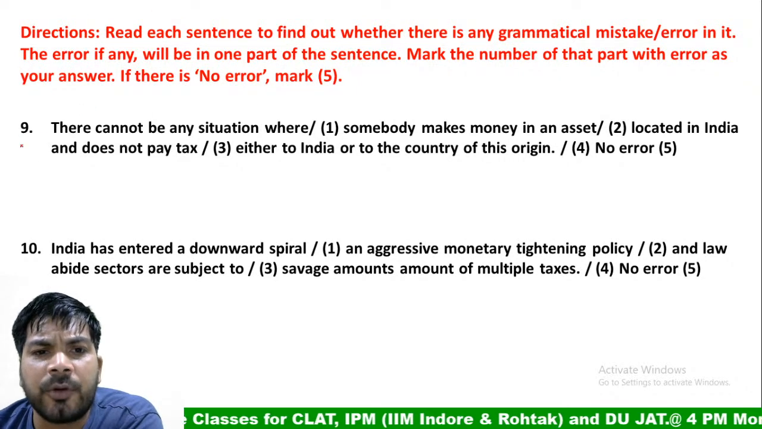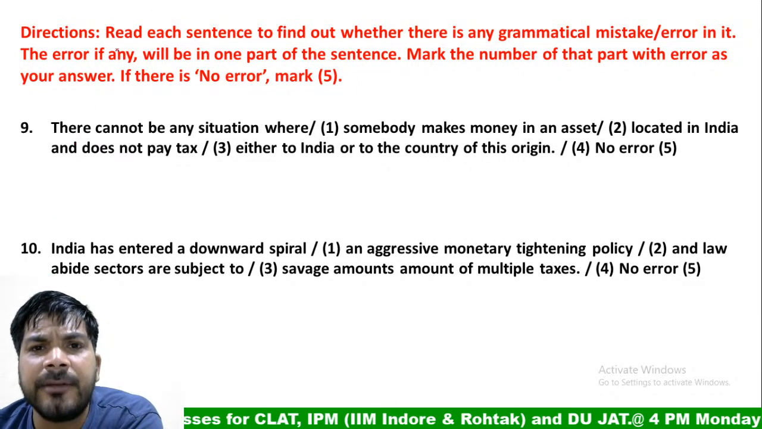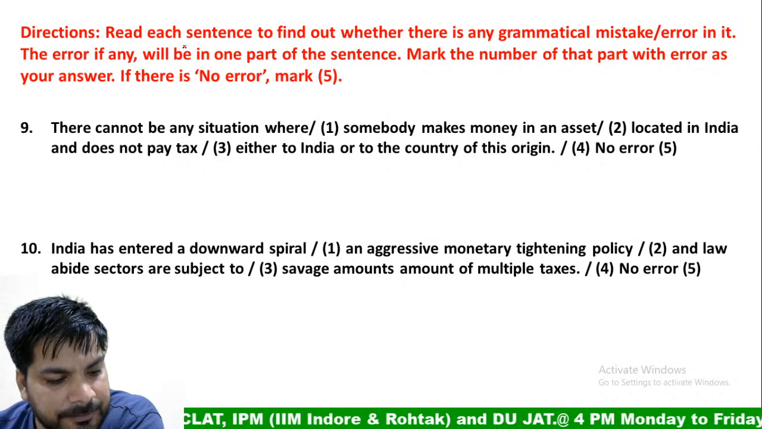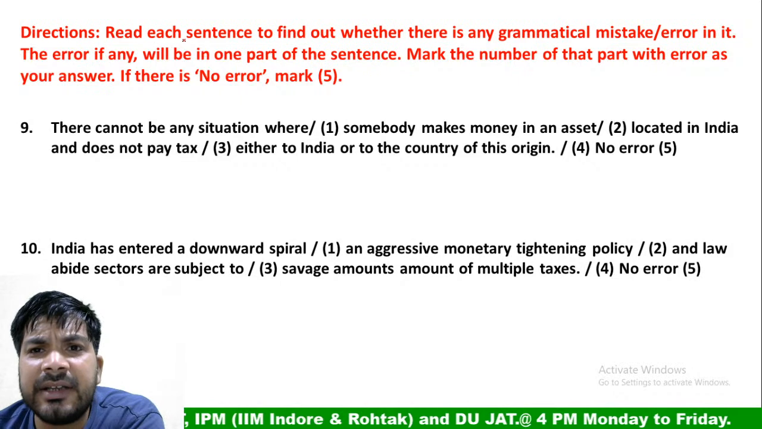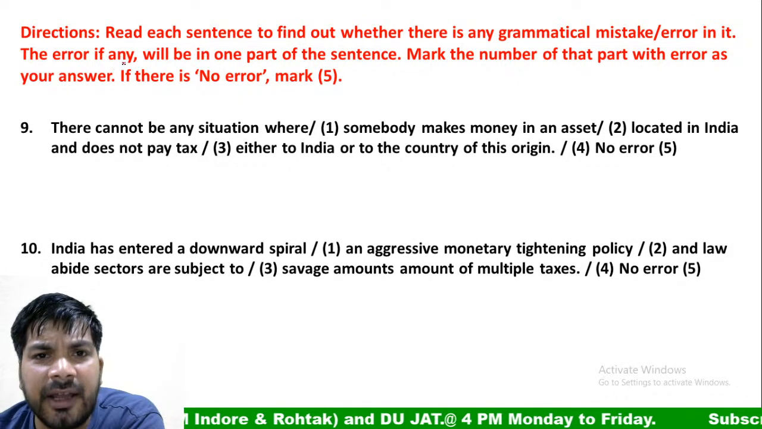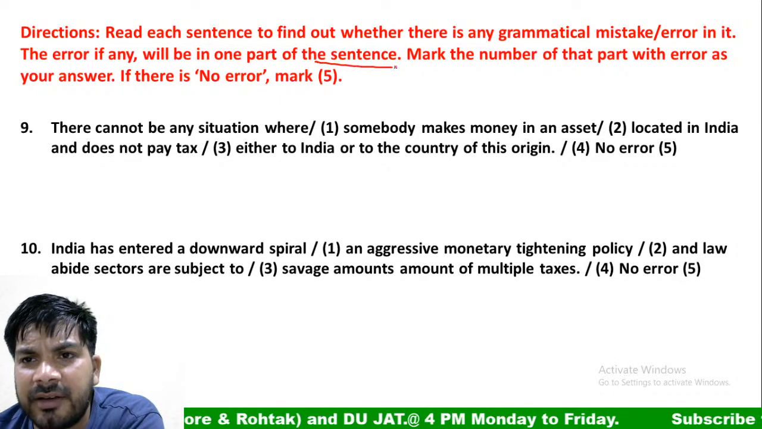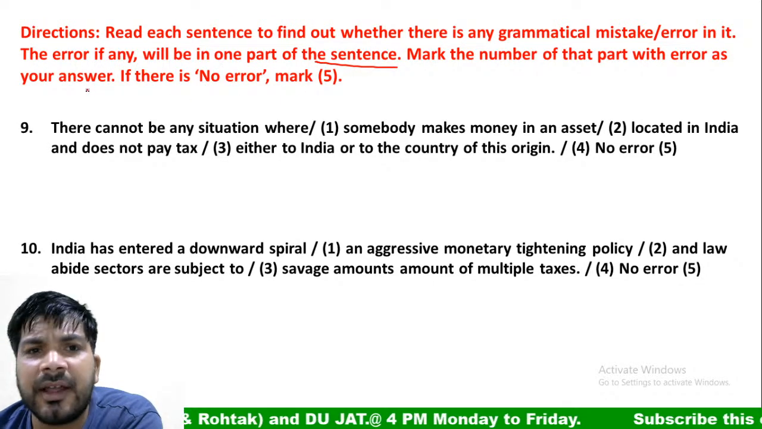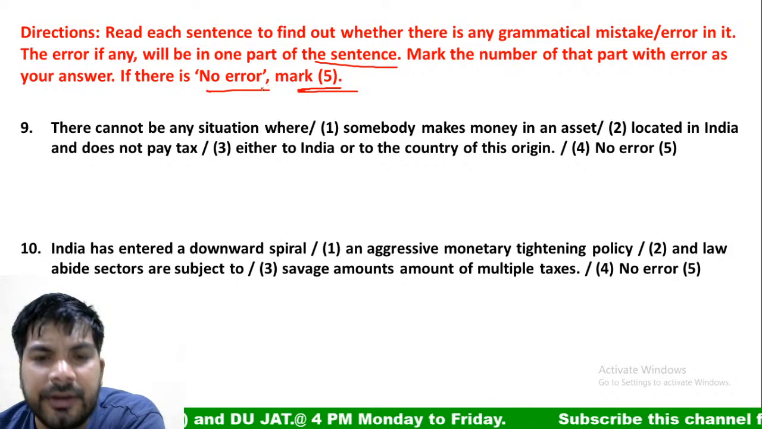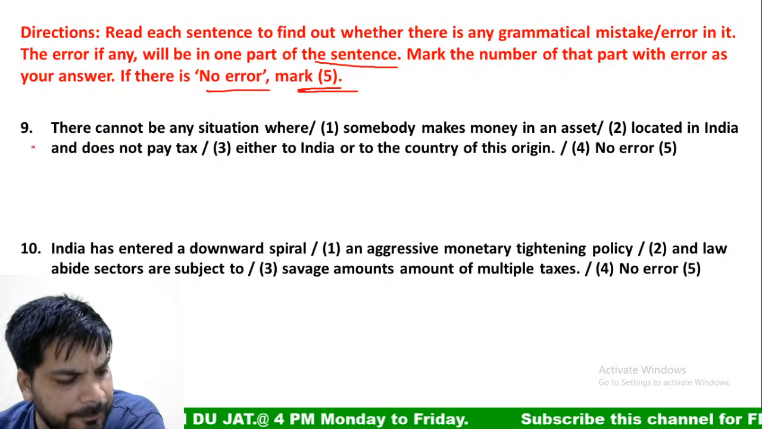Right, now we have question number 9 and 10. In question number 9, we read the directions first. Read each sentence to find out whether there is any grammatical mistake, error in it. The error, if any, will be in one part of the sentence. Mark the number of that part with error as your answer. If there is no error, mark 5. All right. So let's read ninth one.